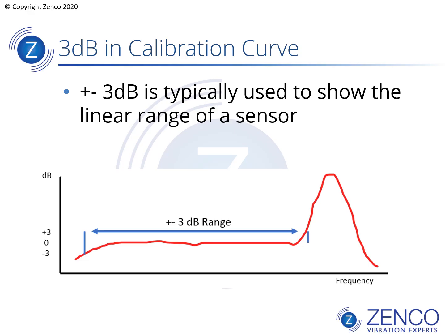Another place where you see dB is in sensor calibration curves. And usually plus or minus 3 dB is used to show the linear range of the sensor. So on the left side, you can see it drops down by 3 dB. And on the right side, we're looking at the point where it goes up by 3 dB. And in between those 2 points is what we call our linear range. And depending upon the sensor you buy, within that linear range, it might vary by 5 or 10%.